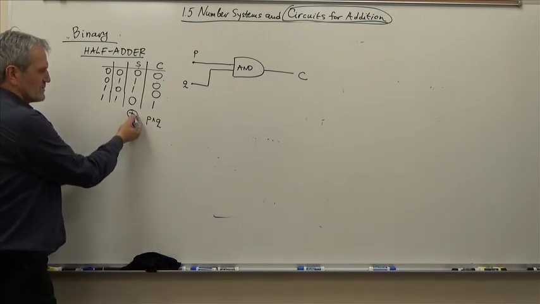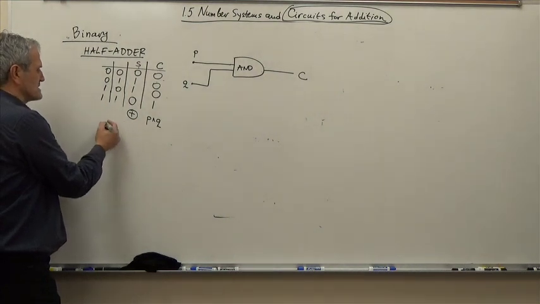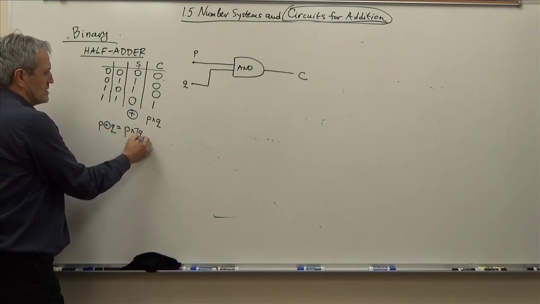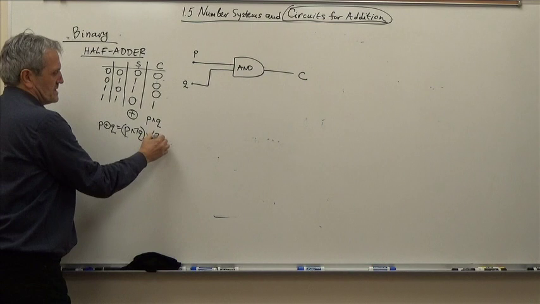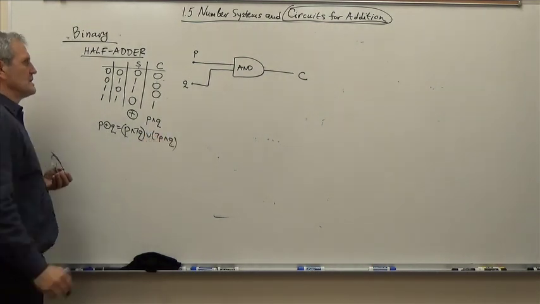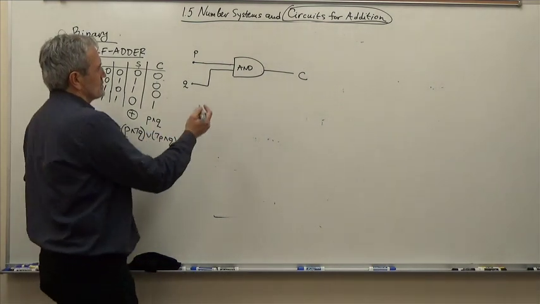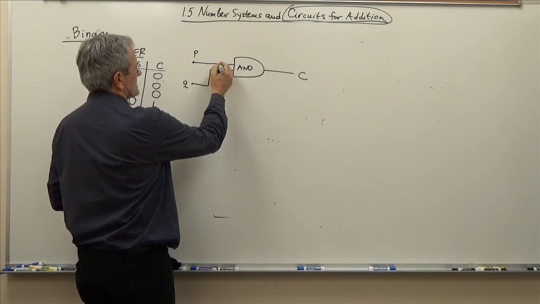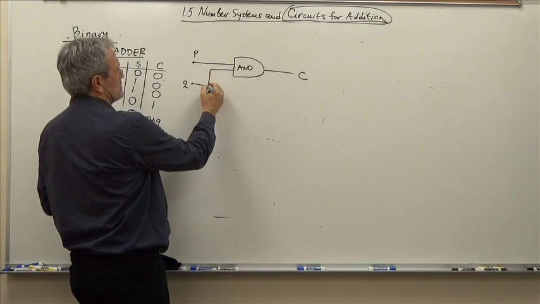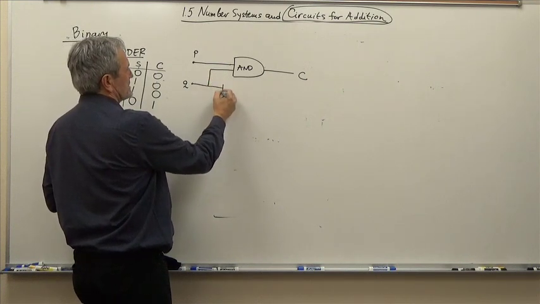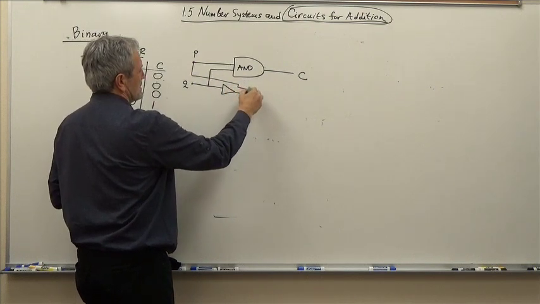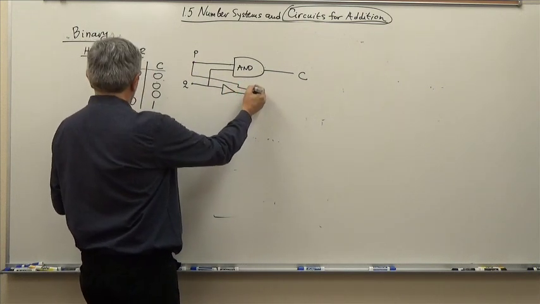So what is exclusive OR? I don't know if you ever wrote it precisely. So P plus Q is what? It is P and not Q, or not P and Q. So one of them, to be correct. So generally what we'll do here, we'll just take P and not Q. So from here we'll take an inverter, we'll bring P the way it is, and that will give us what end?